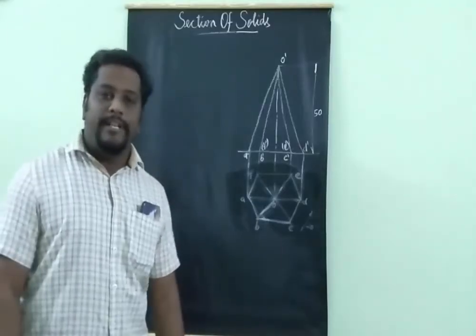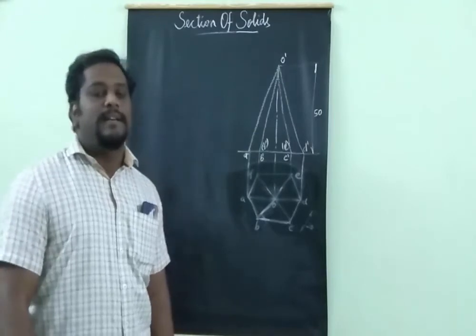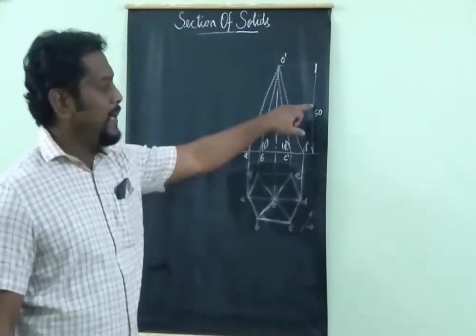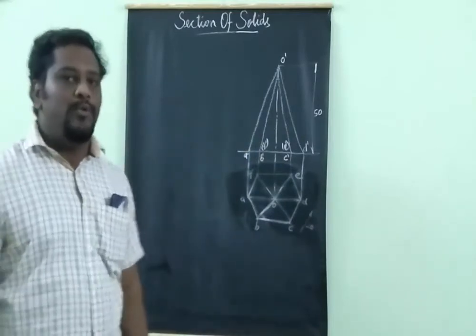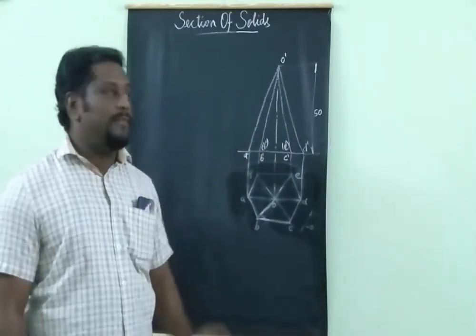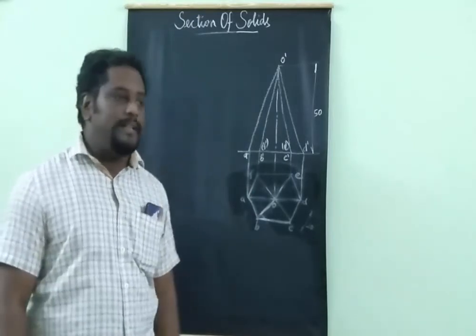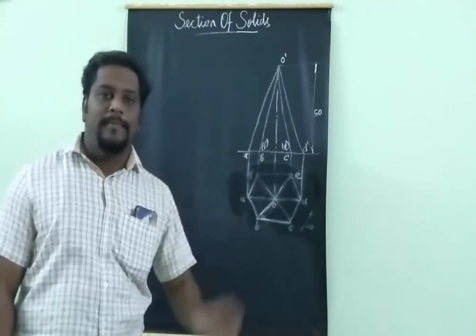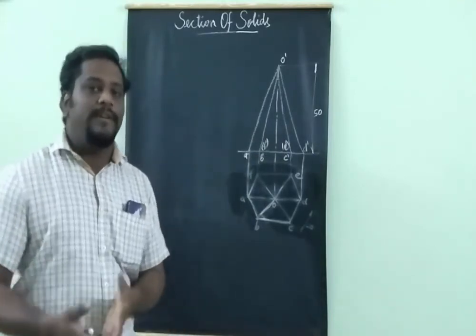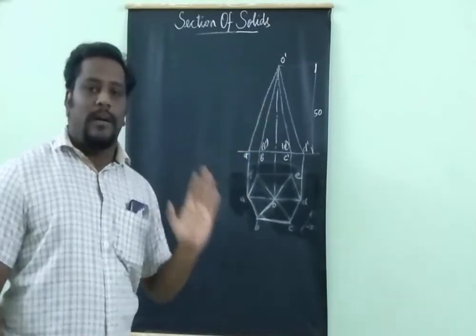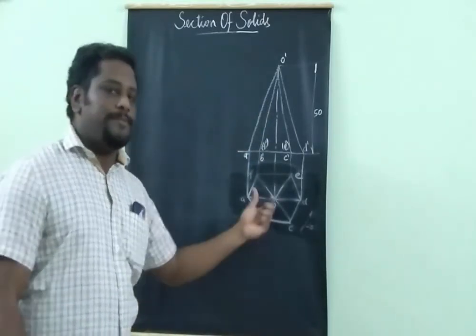Now in this problem it is given as a hexagonal pyramid of base side 20 mm and axis 50 mm. Now in the first problem we have seen the cutting plane cuts only the longer edges. In the second problem the cutting plane cuts longer edge and base. In the third problem we will have a different difficulty to transfer the cutting points to the top view. Then in the fourth problem it is a special case cone.